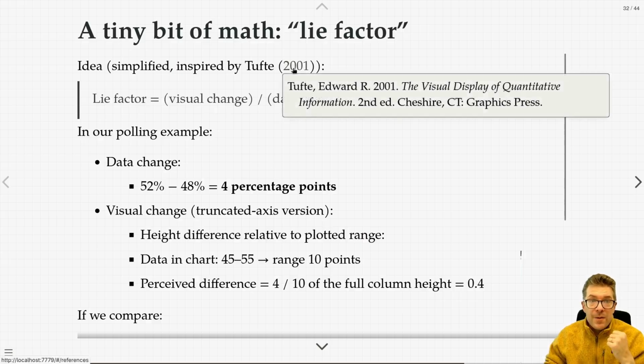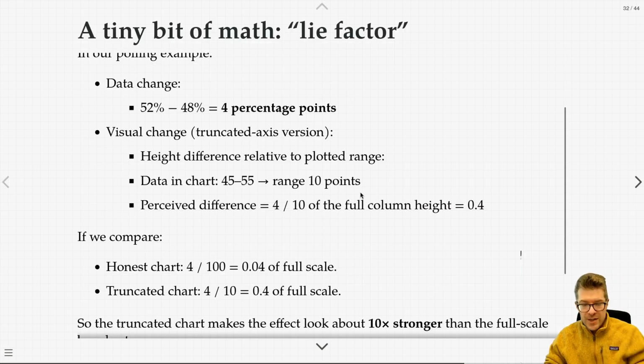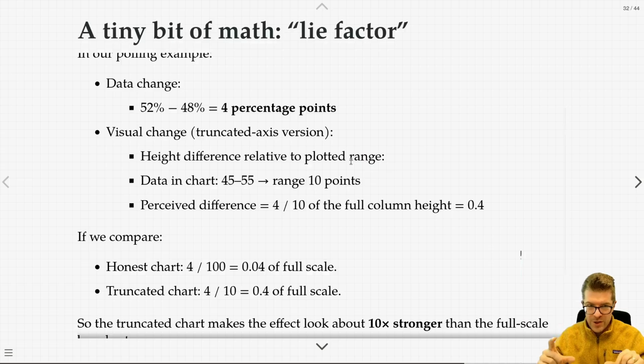There's something from Tufte, this idea we're calling the lie factor. This is the amount of visual change in proportion to the amount of data change. This also applies to the miles per gallon graph I showed you a moment ago. So in our polling example, the actual data is a difference of 4 percentage points between 52% and 48%. But the visual change is the actual distance between the height of the plotted range as we've shown. Okay, so the difference in the chart between 45 and 55.